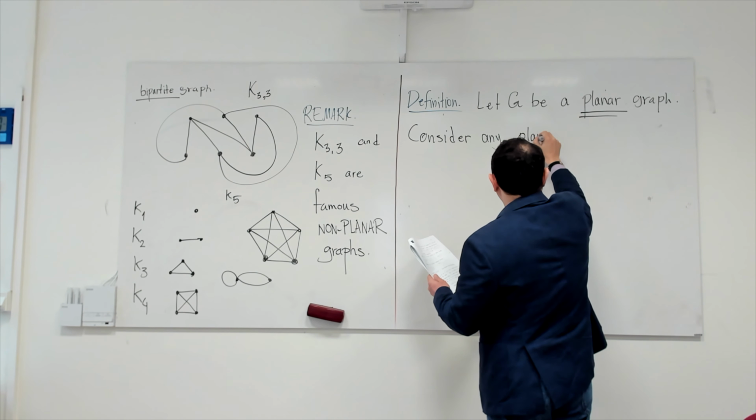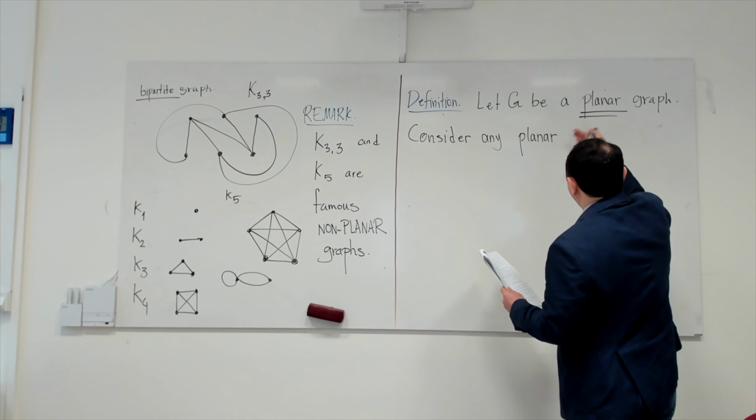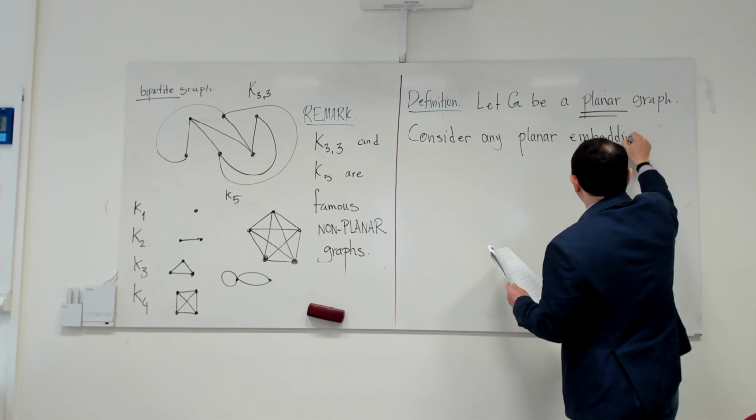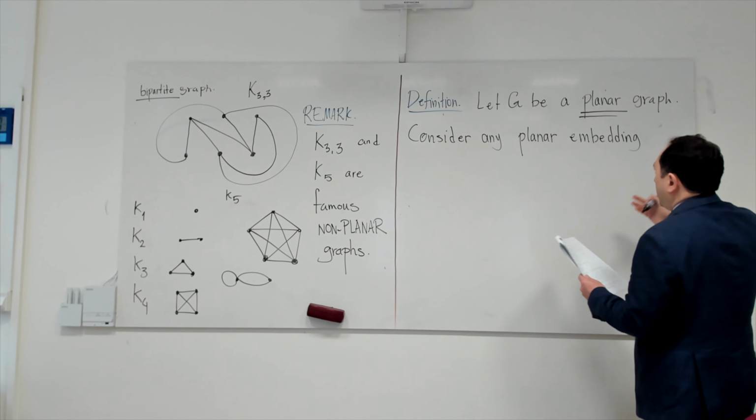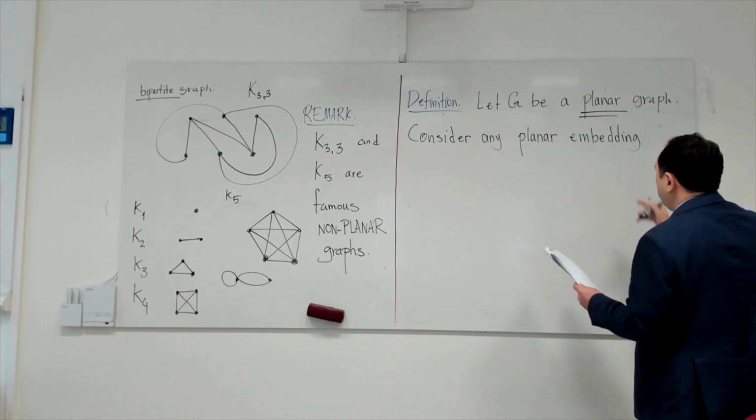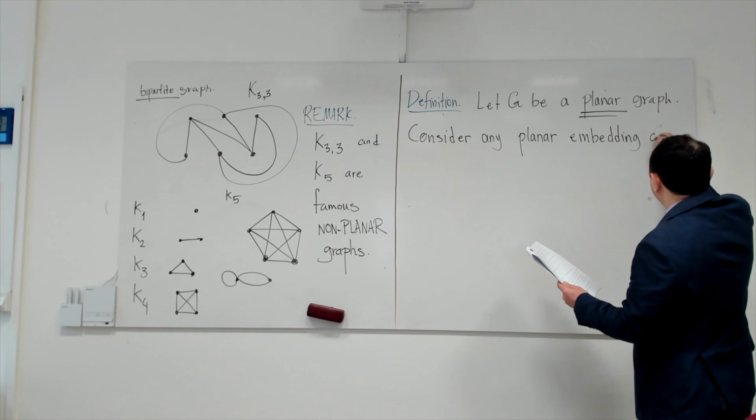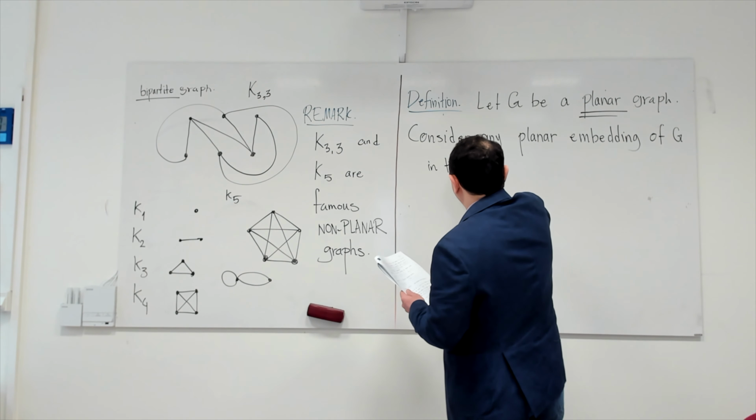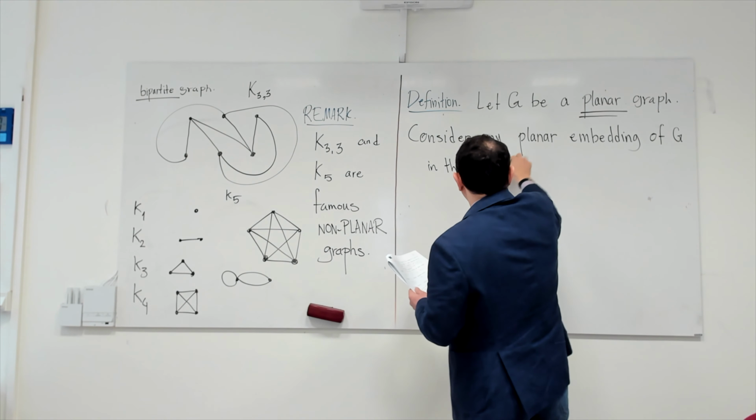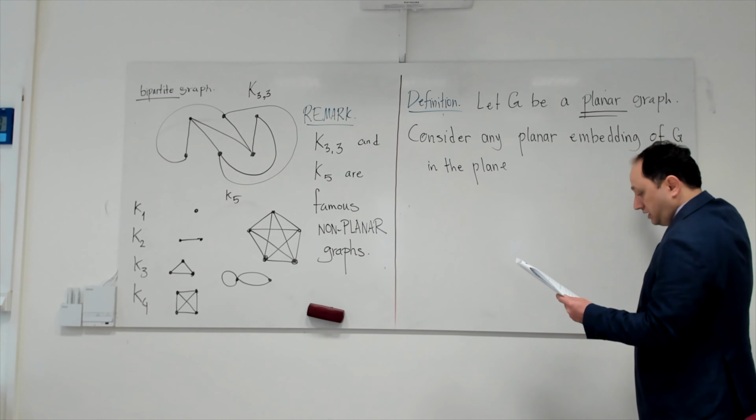planar representation. Usually they don't call it representation, they call it embedding. This is the usual word we use, but that's the meaning. It means planar representation. Consider any planar embedding of G in the plane. So it means that consider any planar representation of G.